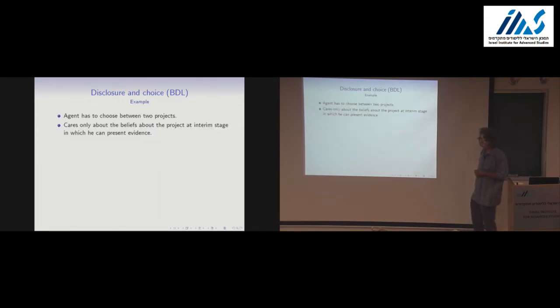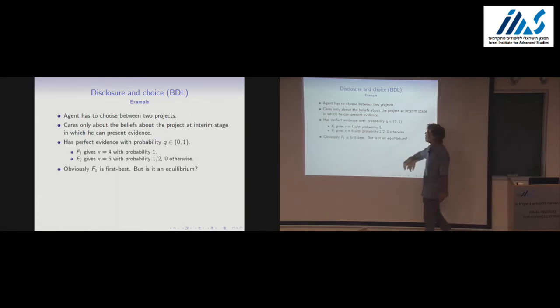I presented this. So let me present an example to clarify the model and that story about the risk-taking. There's going to be two projects. The agent cares only about the beliefs at the middle stage. We could again have that he cares about the beliefs in the middle and at the end, and there'll be a slightly more complicated calculation which shows exactly the same as I'm saying now. Okay? So the agent will have perfect evidence about the project with some probability between 0 and 1.